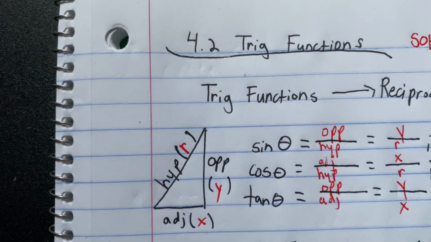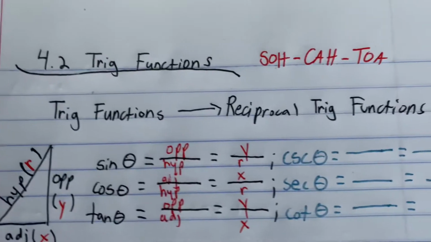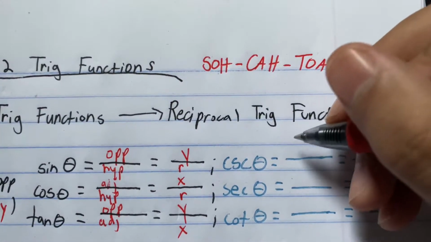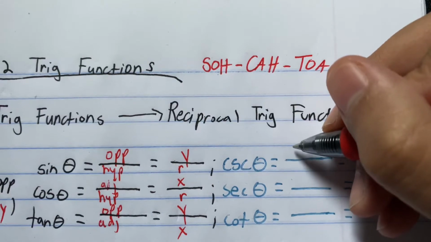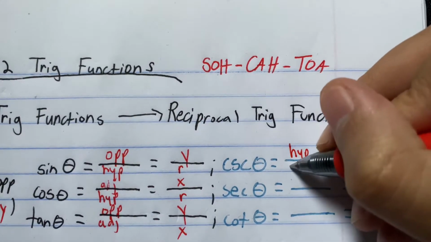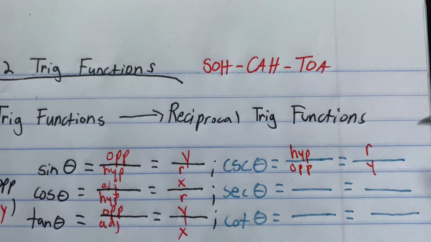And now that we got that out of the way, we need to go over the reverse trig functions, which is basically the reciprocal of the counterpart. For example, cosecant is the reciprocal of the sine components. So instead of it being opposite over hypotenuse, it is hypotenuse over the opposite, or R over Y.